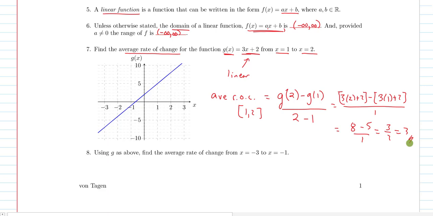Okay, I think you've got this process of computing the average rate of change for any old function. What I'd like you to do is, on your own, compute this average rate of change. So please pause the video and mimic exactly what we did up here, except instead of using between x equals 1 and x equals 2, you're going to do between x equals negative 3 and x equals negative 1. So pause the video and give that a shot.